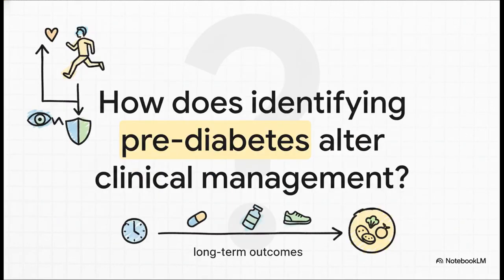And this all brings us to our final and perhaps most important question. We've just walked through the entire diagnostic framework for both diabetes and prediabetes. But let's be honest, the diagnosis is just the starting line. The real question is, how does identifying these at-risk states early actually change what we do, how we manage these patients, and ultimately, does it improve their long-term outcomes? That's really the critical next step in our thinking.